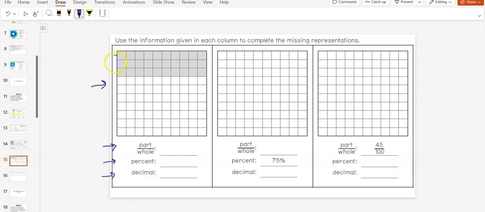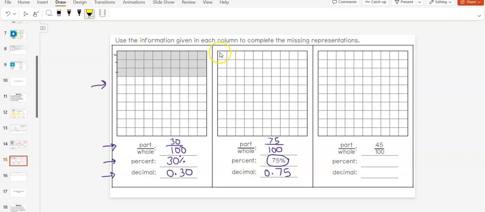We know that there's 1, 2, 3 rows, which means that is 30 squares shaded out of 100. Okay, we also know that that would mean that that's 30%. And then in the end, that means my decimal is going to be 0.30 or 30 hundredths. In the next example, they give us the percentage already, 75%, which is awesome. We can turn that immediately into a decimal, 0.75, and we can identify how many parts are going to be shaded in this model, 75 out of 100.